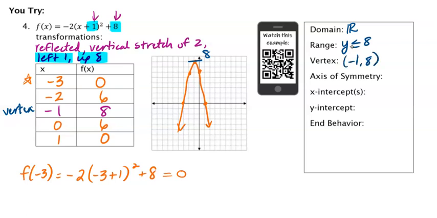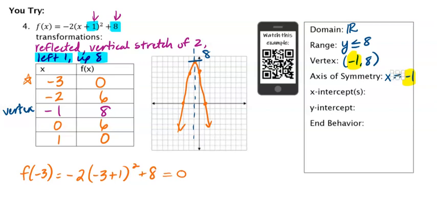Axis of symmetry is the line that would cut right through the middle of the parabola. It's always going to be a vertical line, so it will always be x equals. And then it's always going to be the same as the x value of your vertex. So the axis of symmetry for this problem will be x equals -1.